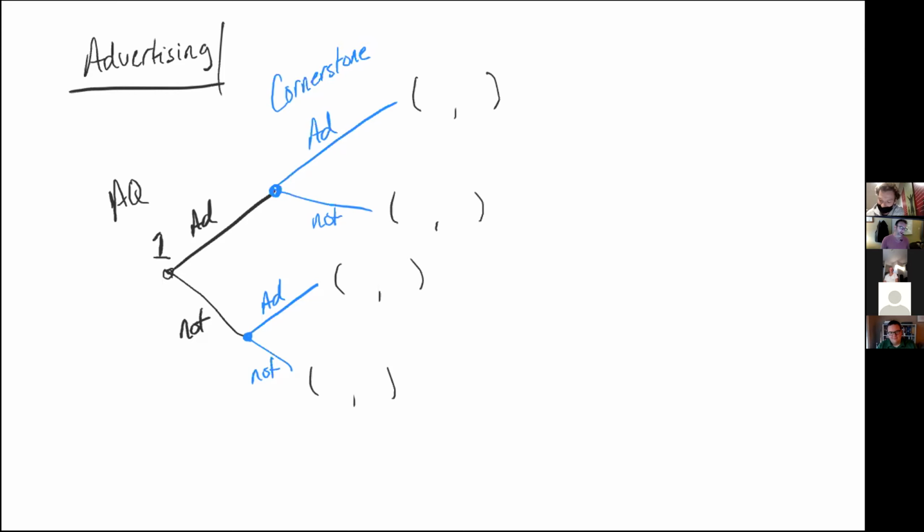Okay, so do you think Cornerstone waits to decide if they're going to do an advertising campaign based on whether we do, or vice versa? Like, is President Quinn looking out a telescope at Cornerstone being like, I wonder if they're advertising? Probably not, right? And so here it might make sense to model this, instead of as a sequential game, as a simultaneous game.